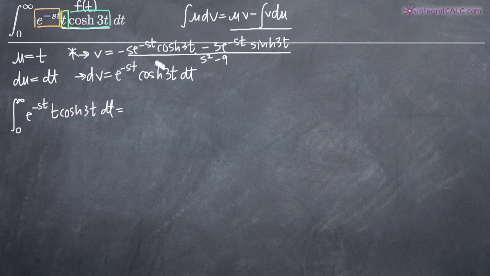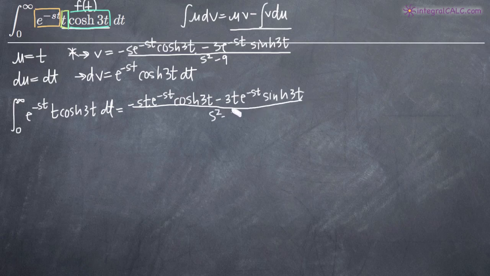So we have u and v. Really, we're just going to be multiplying this huge fraction we just found by t. So we'll get negative s, and let's put that t in there, e to the negative st cosh 3t minus 3, we'll incorporate the t here as well, e to the negative st hyperbolic sine of 3t, all over s squared minus 9. And of course, remember, with the definition we're evaluating on the range 0 to infinity.